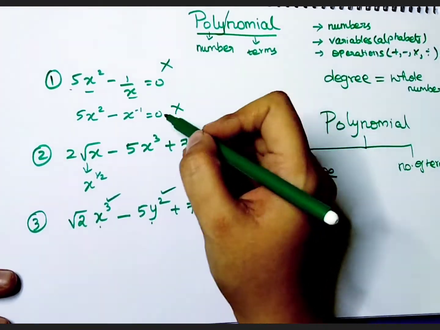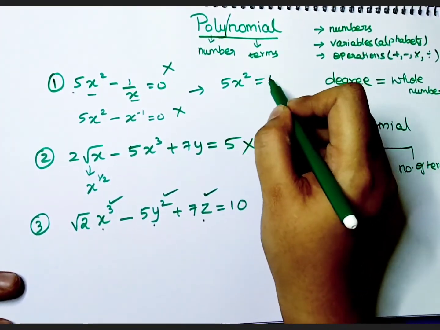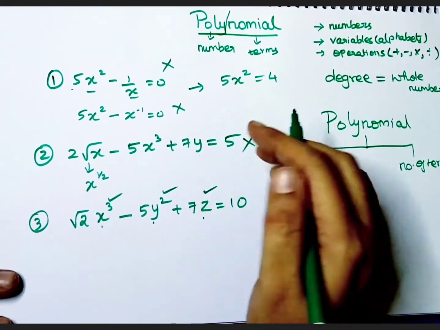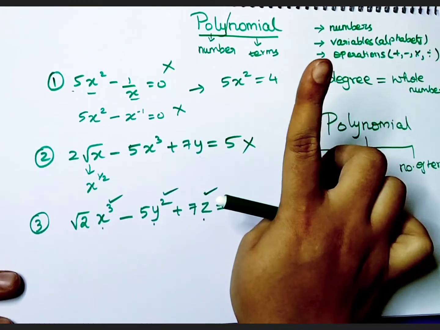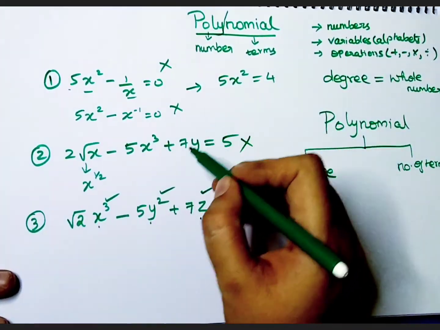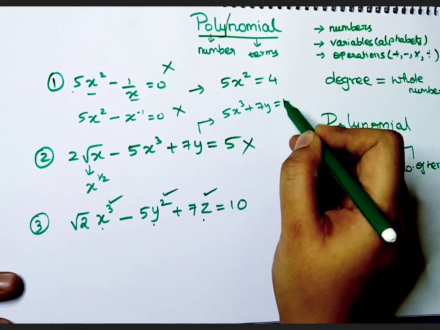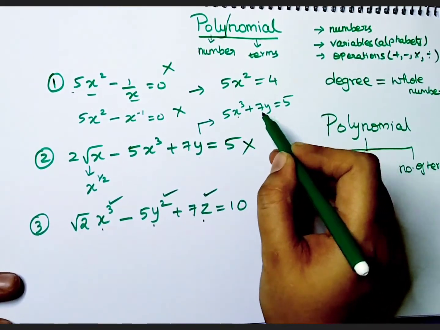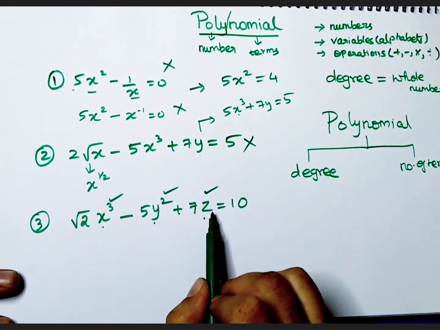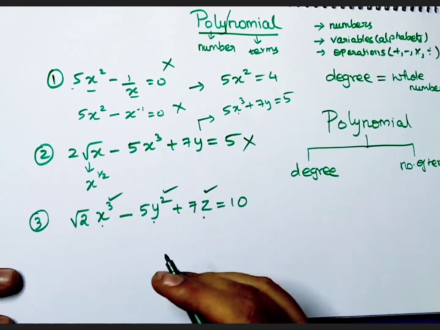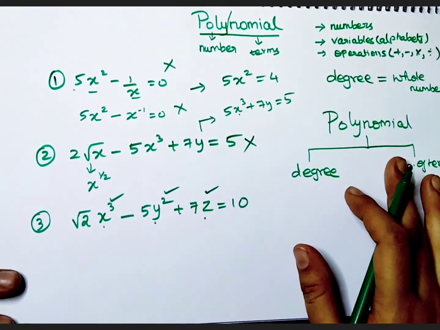If you take a similar example, 5x square equal to 4, okay, this is a polynomial. Only x we have, so it is a polynomial with only one variable. Say for example, we have 5x cube plus 7y equal to 5. Then we have x and y, so we say polynomial of two variables. Here we have x, y, z, so we say polynomial of three variables. Likewise, we can name a polynomial by the number of variables it has.